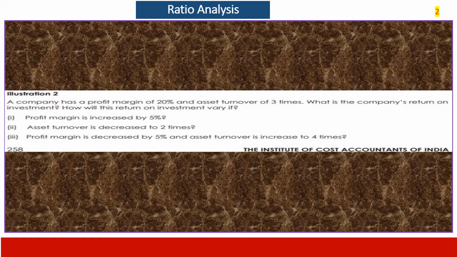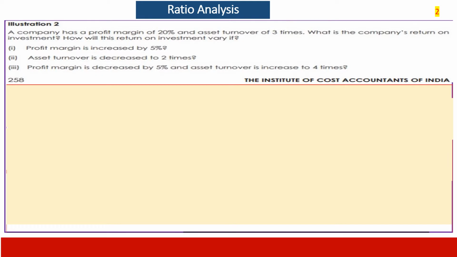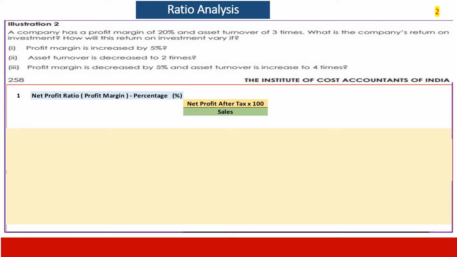Now, simply put, we have to be conceptually clear as to what concept is related to concepts of similar nature given in the illustration. Let us take the question forward. We are given net profit percentage. The company has a profit margin of 20%. Profit margin and net profit ratio are the same.